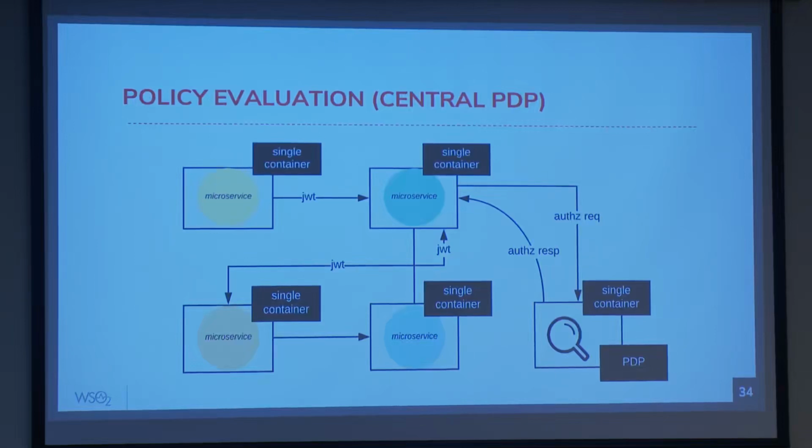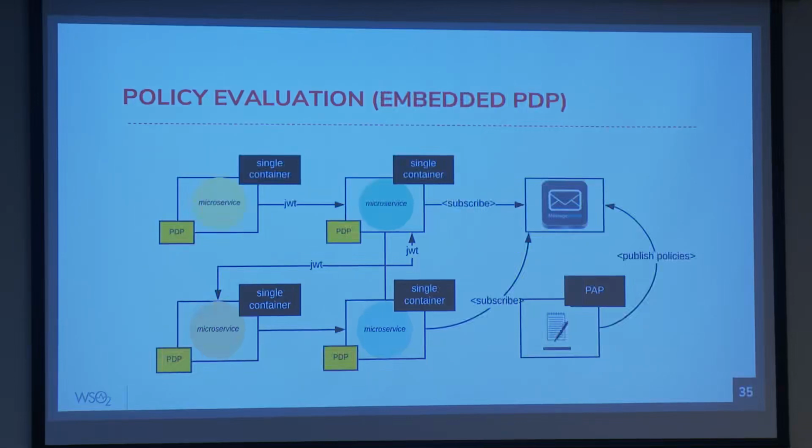The other model is the embedded PDP. Each microservice will have its own policy decision point, and policies are defined centrally and pushed to all these microservices. Whenever there's a new policy, it will send an event to some messaging infrastructure, and all the interested microservices will get notified. Then you can pull the policy. Actually, you don't need to worry about most of this stuff if you use Istio service mesh. Istio in its architecture itself builds these patterns.